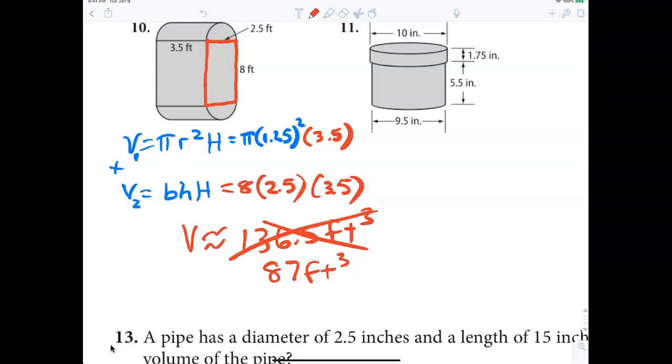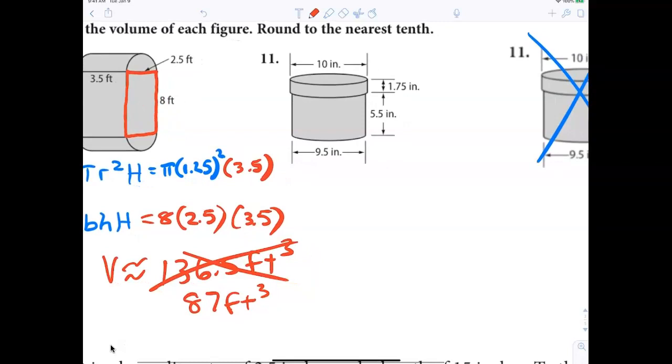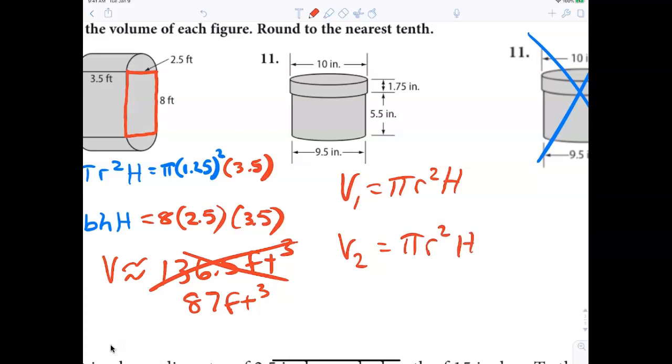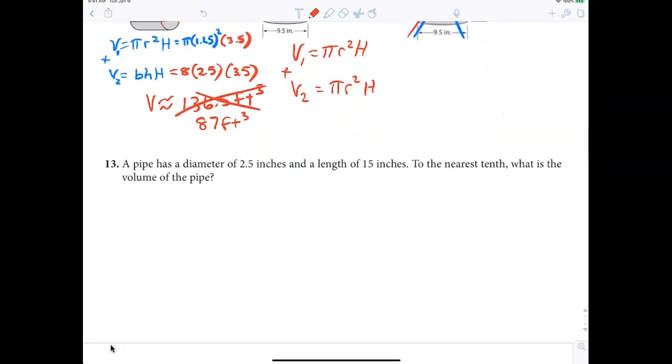Now we're just going to talk quickly about number 11. So number 11, that's just what? That's just two cylinders. So for number 11, I want you to write down V1 equals pi r squared h, and V2 equals pi r squared h, just because there are two cylinders. Everybody agree with that? And then I do what to those? You add them together. I'm sure everybody can do that. Sorry, I really messed that up. Now, what's that?